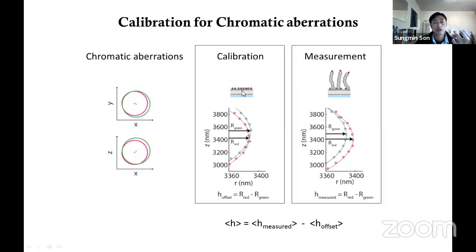You need a target in the same plane that is labeled with both red and green. Without chromatic aberration, the offset between those two radii should be 0. But because of the aberrations, I see some offset, which has to be simply subtracted from your actual protein height measurement.